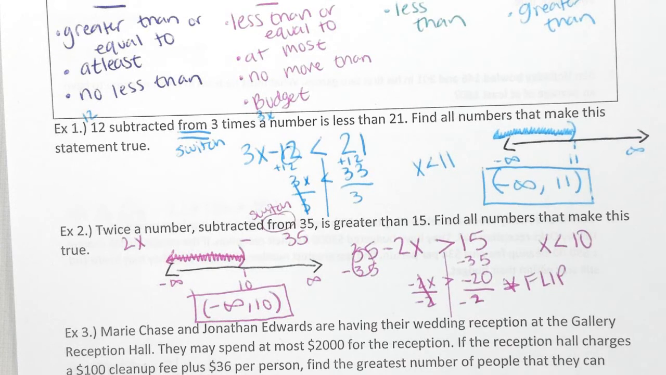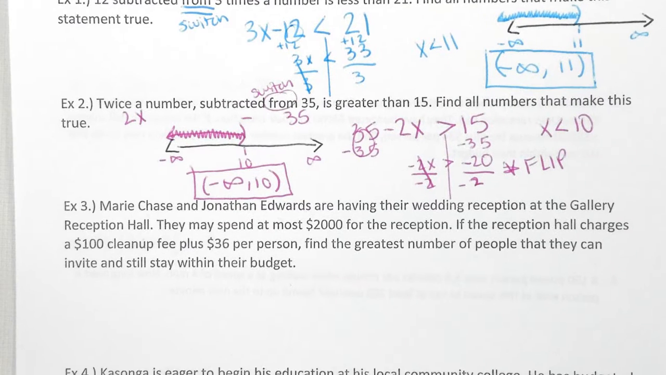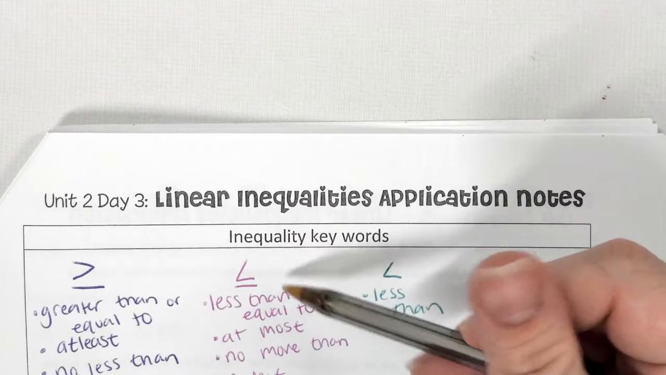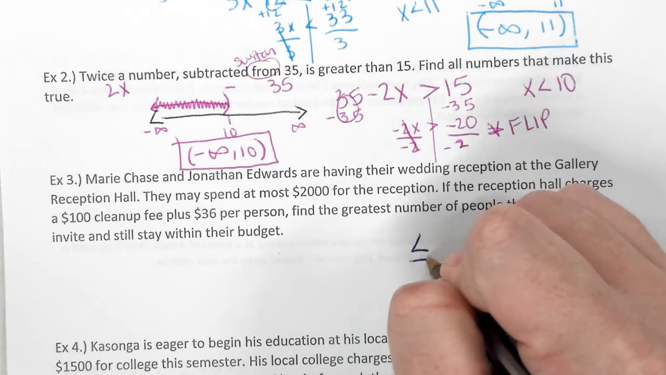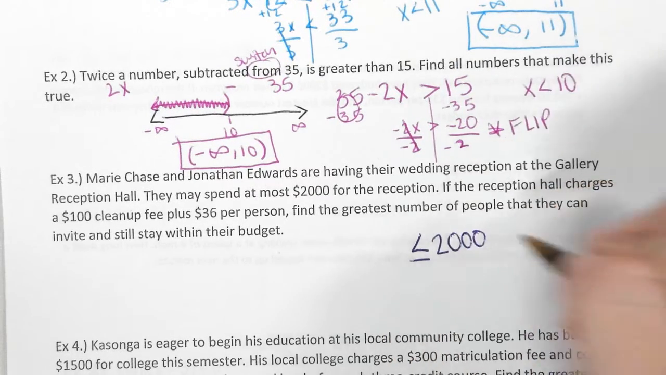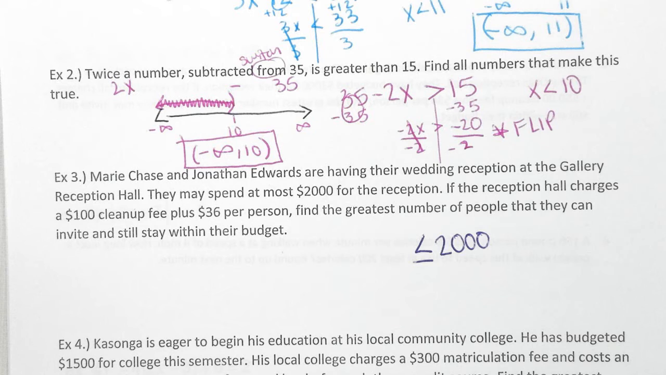Okay, the next one says Marie Chase and Jonathan Edwards are having their wedding reception at the Gallery Reception Hall. They may spend at most $2,000. So if I look at the top, at most is my less than or equal to. Okay, so I'm going to do less than or equal to 2,000. If the reception hall charges a $100 cleanup fee plus $36 per person, find the greatest number of people they can invite and still stay within their budget.